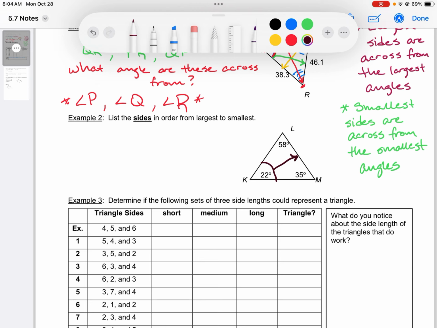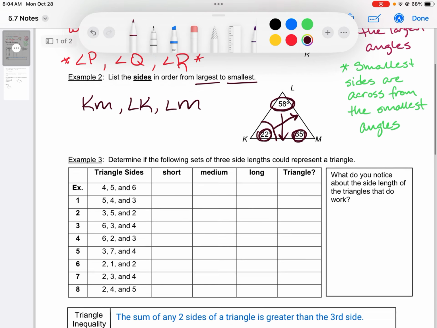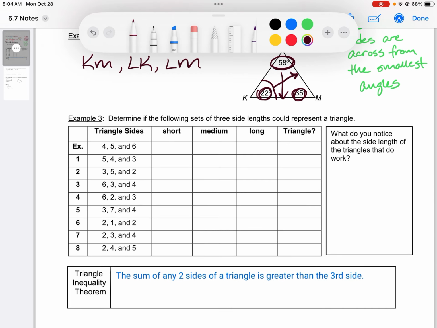We know the angles now, and the smallest angles are across from the shortest sides. We're still listing them from largest to smallest, so let's focus first on the biggest angle, angle L, and see what it's across from. It's across from KM. The second biggest is 35. It's across from LK. And then the smallest is 22, which is across from LM. So those are our sides in order from largest to smallest.